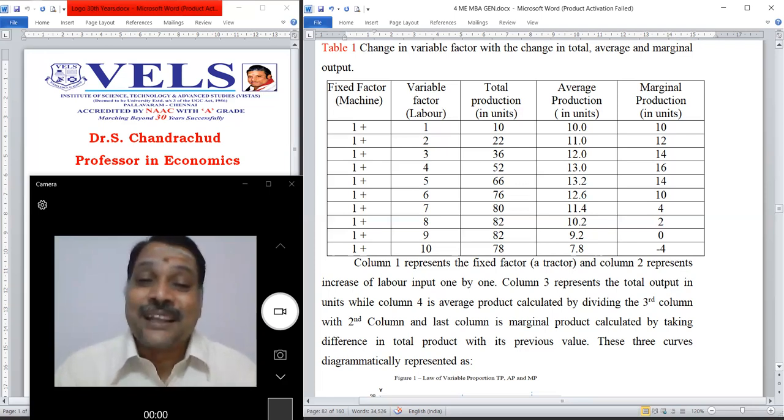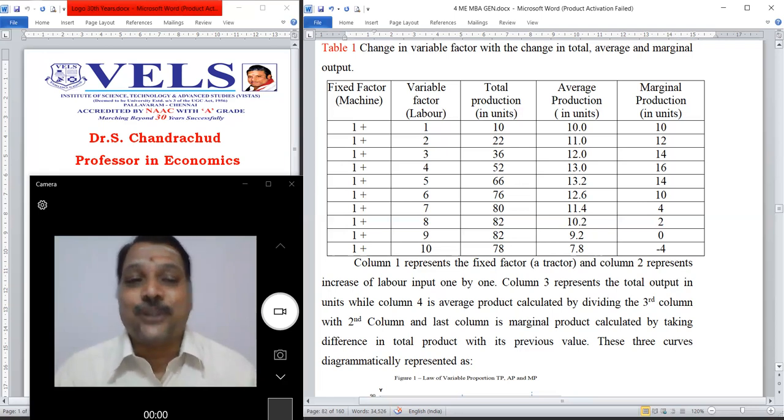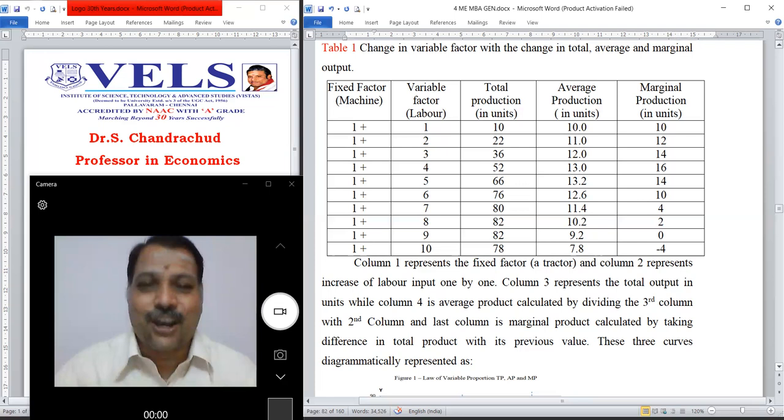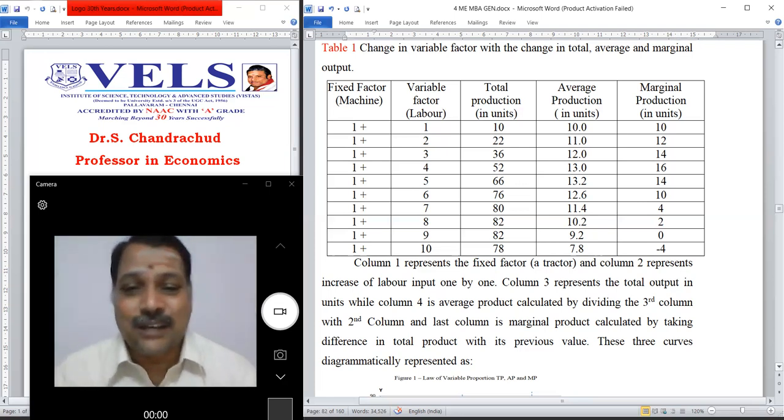Then the third laborer is able to increase output by 14 units. So 36 minus 22 is 14. Likewise, from the next row, we have to subtract the previous row. That will be the marginal.